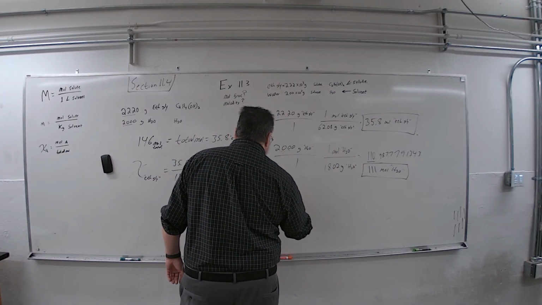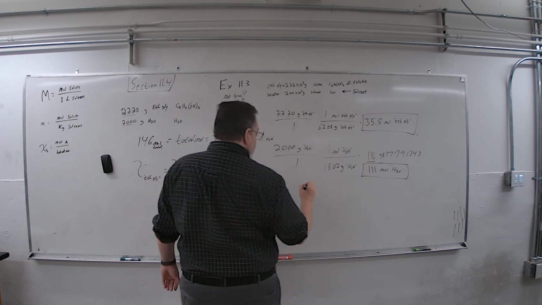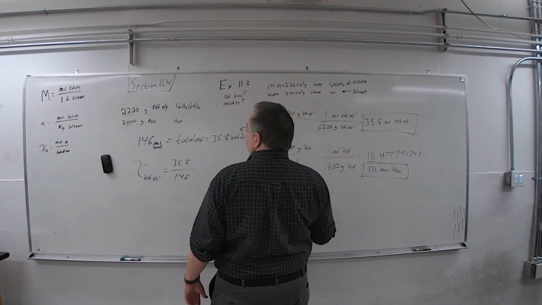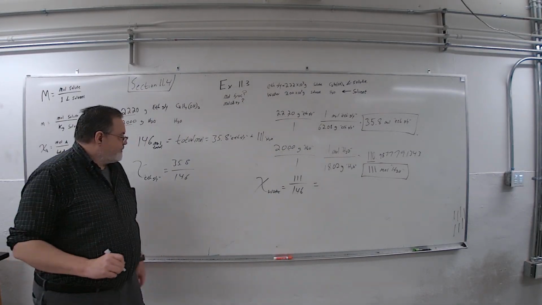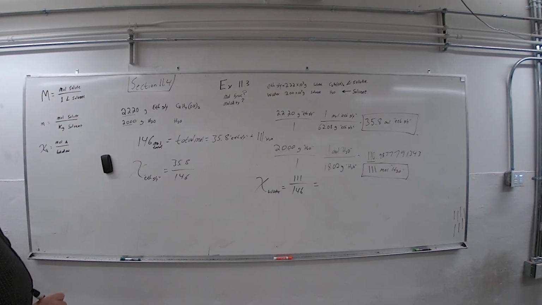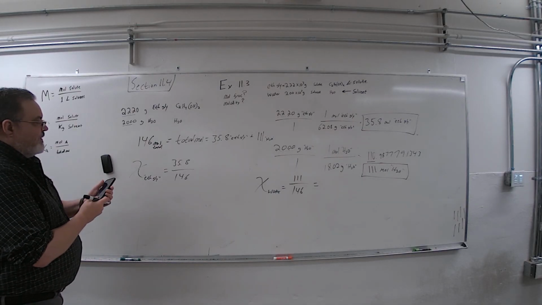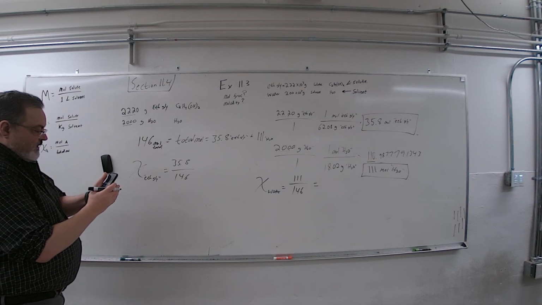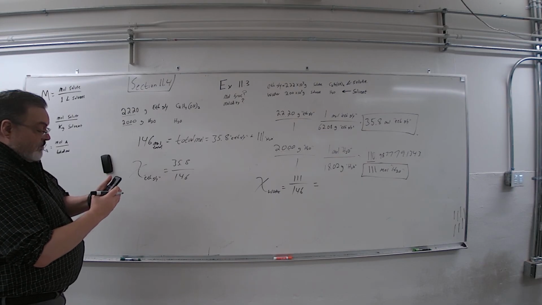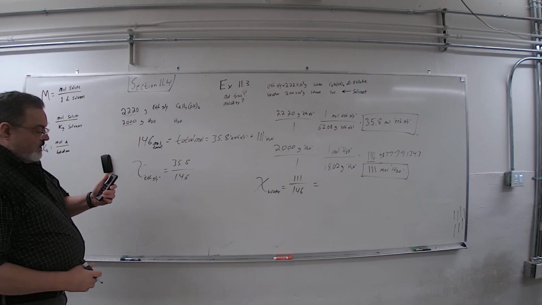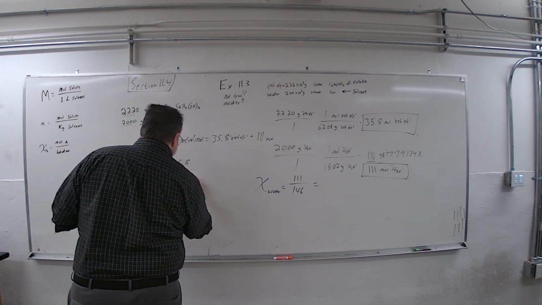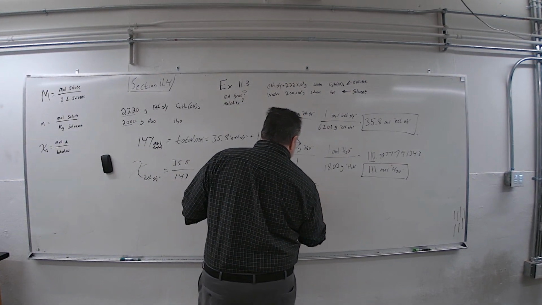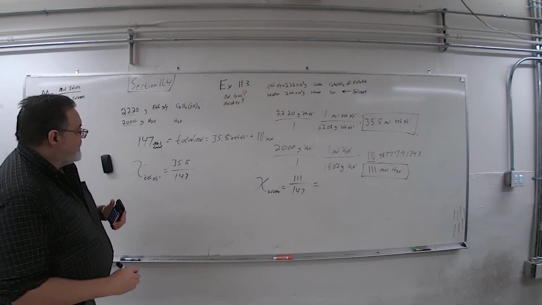The mole fraction of water is 111 over 146. Would it be 147? Where's that? 36 plus 111. Not a big deal. Yeah, but I want to do it right, and I do make these mistakes, so 35.8 plus 111, yes. Thank you. 147. 147. 147. So it's that simple.